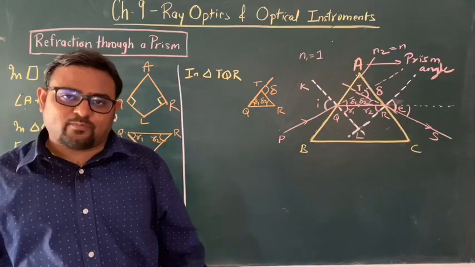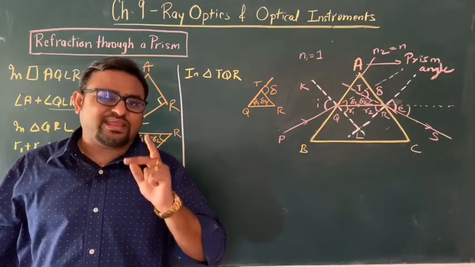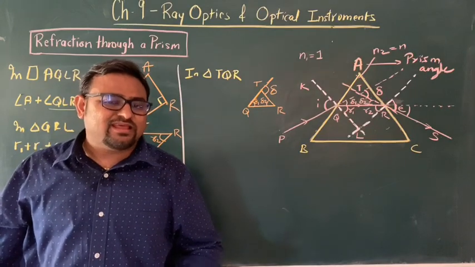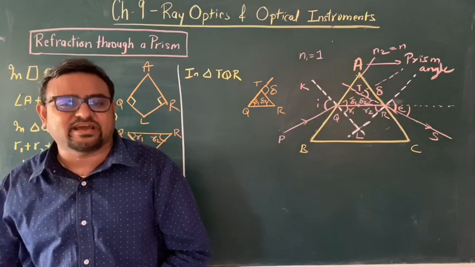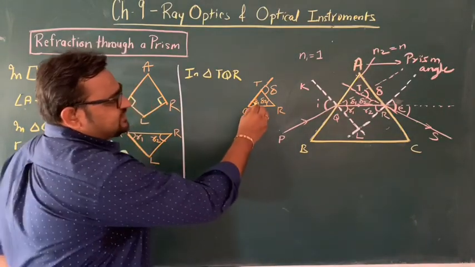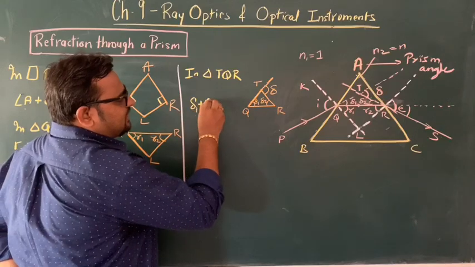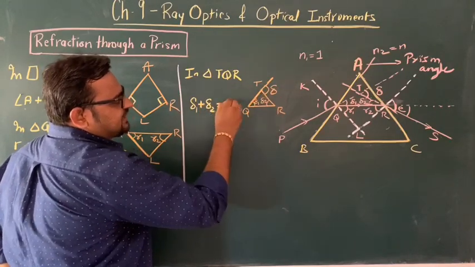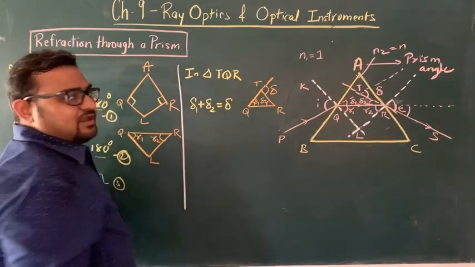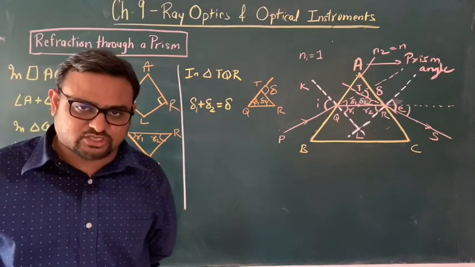Now remember a property of triangle. The sum of two interior angles is equal to the opposite exterior angle. So this means the sum of two interior angles, delta 1 plus delta 2, is equal to the opposite exterior angle. And what is delta? Delta is the total deviation.